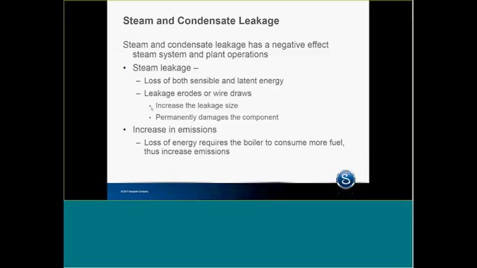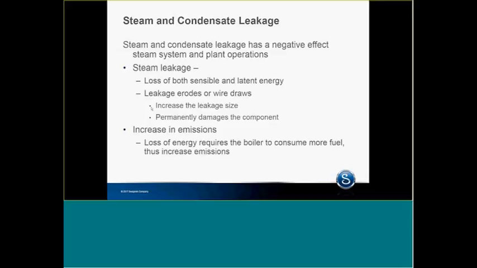Beyond the increase in leakage size, it also permanently damages the components. I go in and work on flanges that have steam leaking on them. It erodes the flanges to the point that I really have to take the flanges out and put new flanges in. So steam leakage permanently damages the components that we're working with.